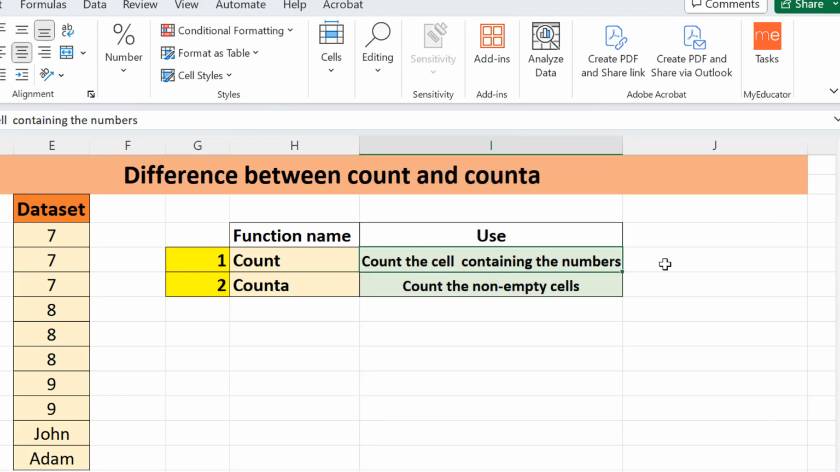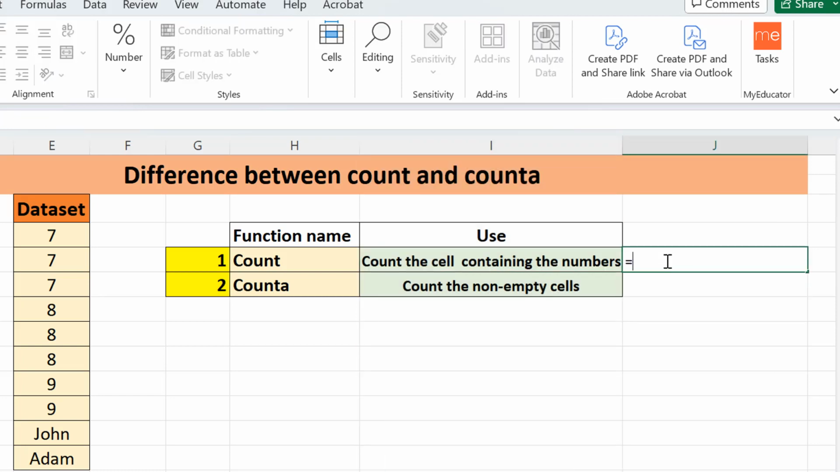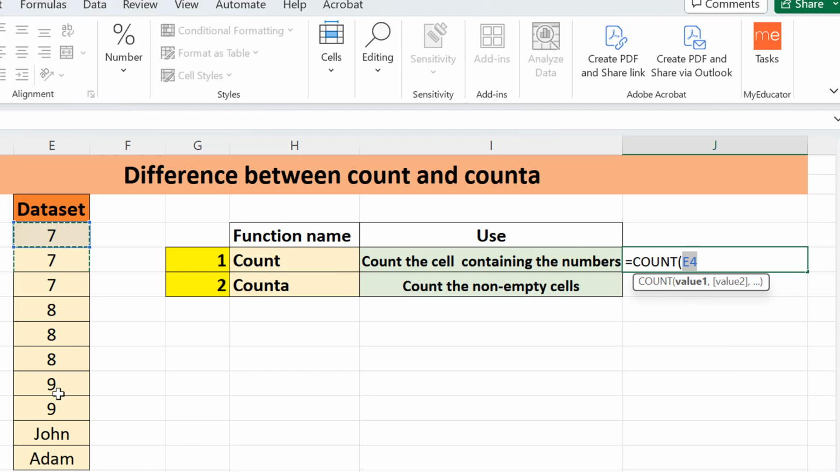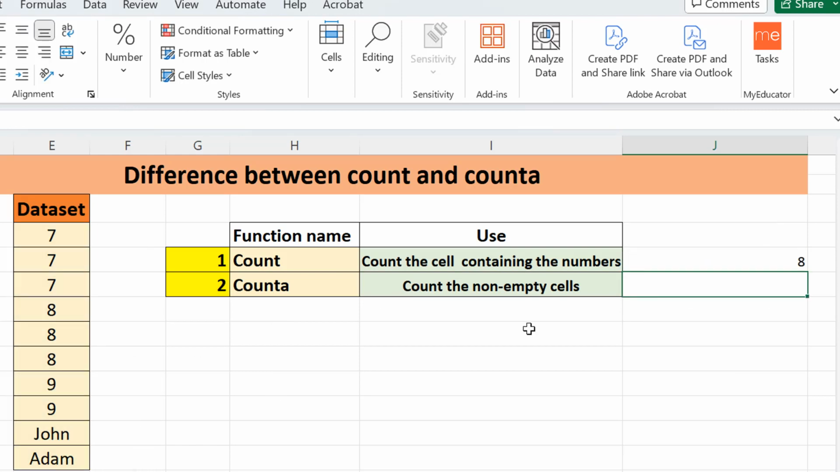So let's find out what the count of this given data set equals. I type COUNT, and then we have to select the values, and if I close it, the count of this data set is 8, because we have 8 cells in which there is numerical data and 2 cells in which the data is not numerical or in the form of numbers, rather it's text. So this is the COUNT function.